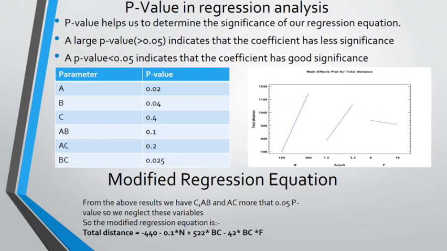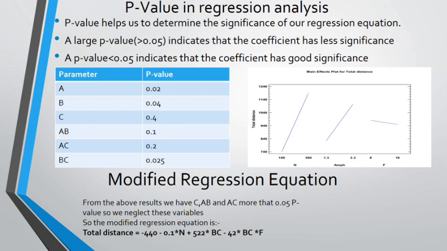Now let's move on to the p-value in our regression analysis. Basically, the p-value helps us determine the significance of our regression equation. That means it shows us how significant or how truthful our independent variables are. The p-value should always be less than 0.05. That means it has good significance. In our model, the A, B and C parameters have good p-values, but the C, AB and AC are not having good p-values. That means we should neglect these three parameters.